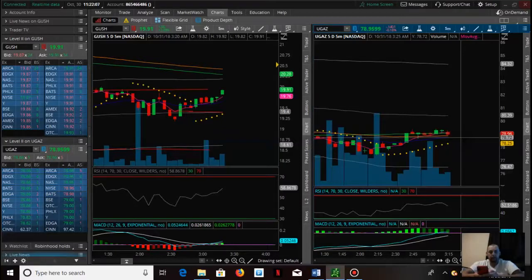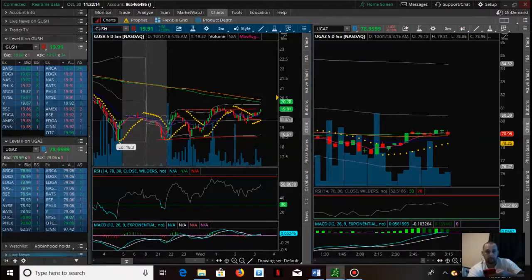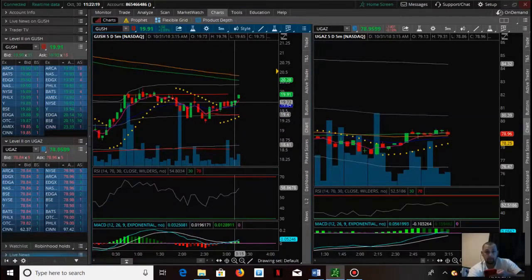It's about 325 shares. I'm really hoping that GUSH, since it just took that big jump, which is what we wanted, actually got it on camera. A big GUSH move on camera. See, it just jumped up.